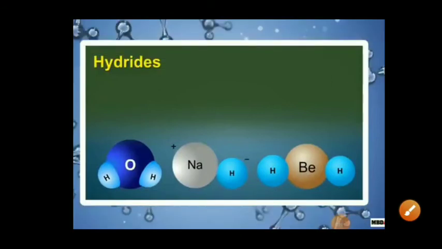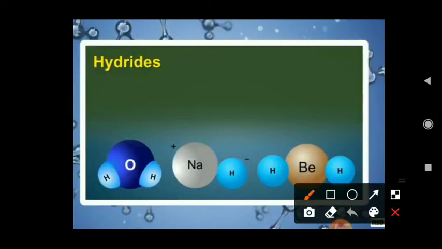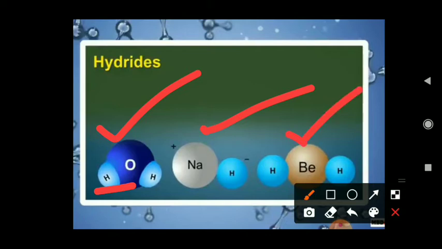Let's start. First of all, what are hydrides? Hydrides are compounds formed when some element reacts with hydrogen, only hydrogen, not anything else. For example, when oxygen reacts with two atoms of hydrogen, it forms water, which is a hydride. When sodium loses one electron to hydrogen, it forms sodium hydride. And when beryllium gives two electrons to two atoms of hydrogen, it forms beryllium hydride. So these are hydrides.